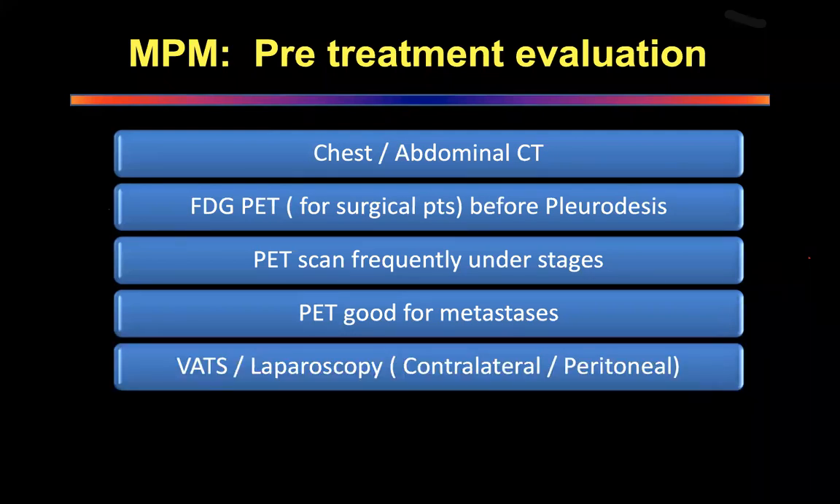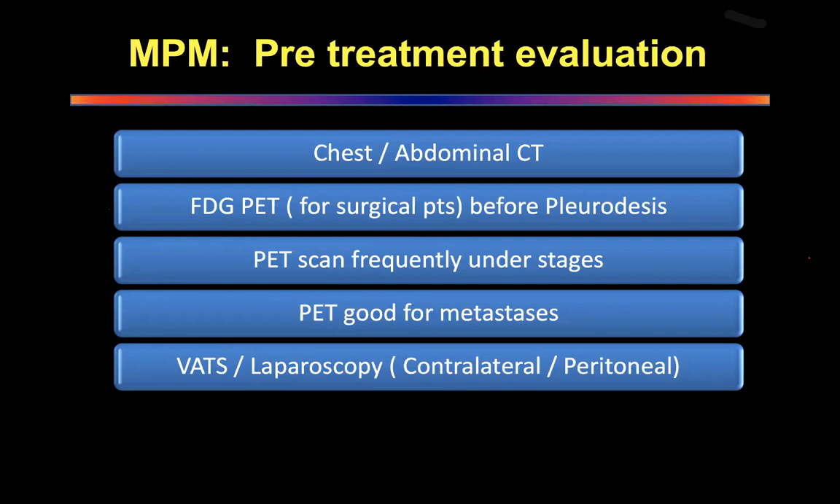But very often, if you are actually going to put these people through surgery or combined modality treatment, you might actually have to look at the other side. So you might have to do a VATS on the contralateral side to make sure there is no mesothelioma on that side. Or you might have to do a quick laparoscopy of the peritoneum to make sure there is no peritoneal mesothelioma. The moment any of this comes back positive, this guy is not for surgery.